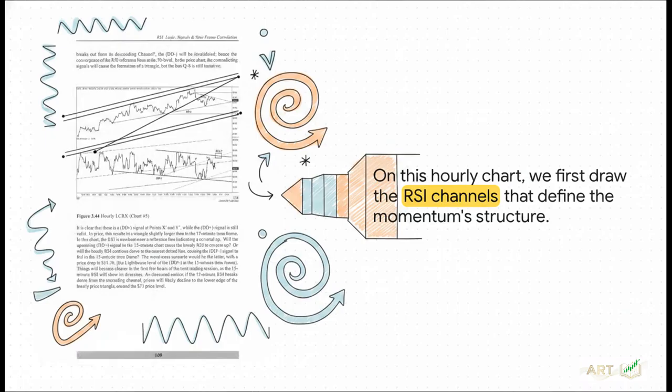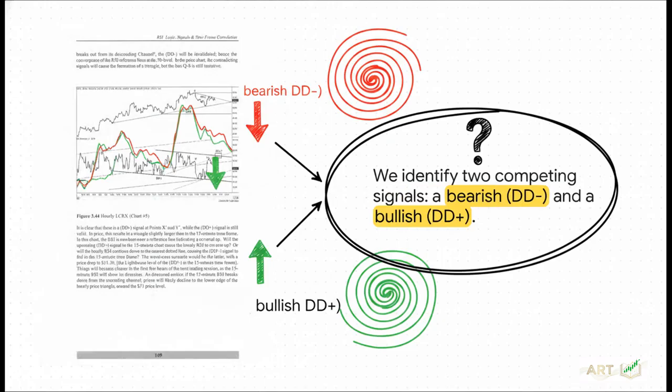Just like that, we've defined the current structure of momentum. We now know the boundaries we're playing in. And this is where it gets really interesting. We have a conflict, a bit of a showdown. There's a bearish DD- signal showing up near the top of that RSI channel. But at the same time, a bullish DD+ signal is starting to form right at the bottom. So which one do we listen to?